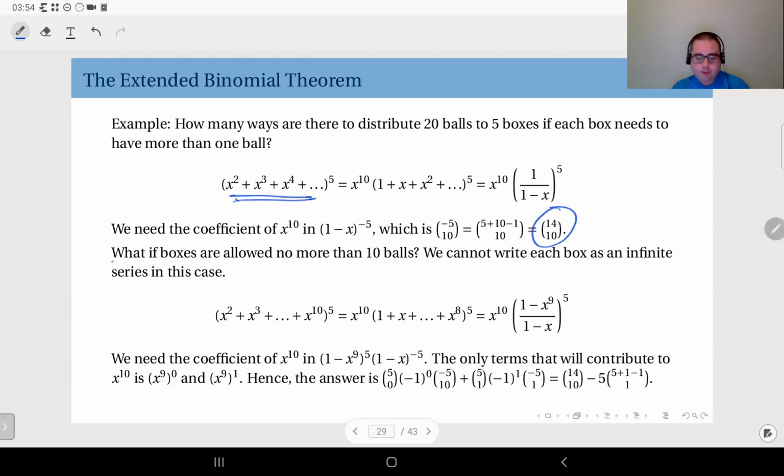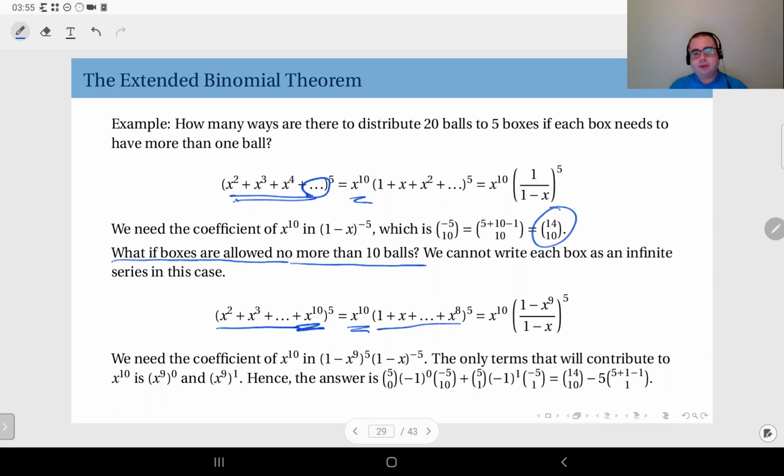For instance, what if the boxes are allowed no more than 10 balls? Now the question itself is imposing a limit on the number of balls that you can place in a box. So you cannot really extend your generating function towards infinity. You have to truncate it at x to power 10. And in this case, again, you gather x to power 2 terms. You get x to power 10 as earlier, times (1 plus x squared plus ... up to x to power 8) to the power 5.